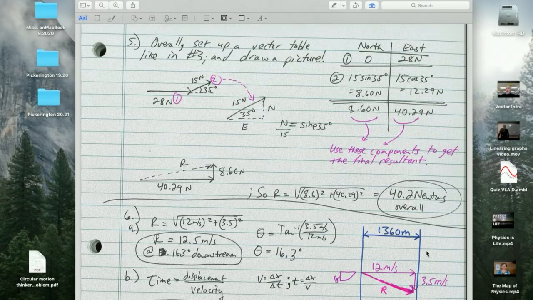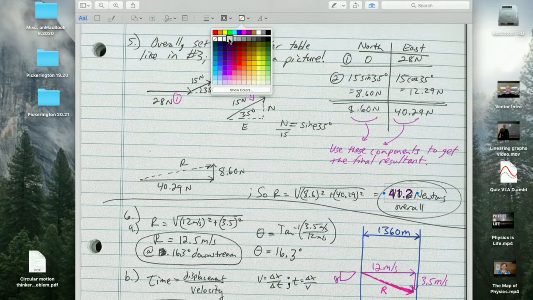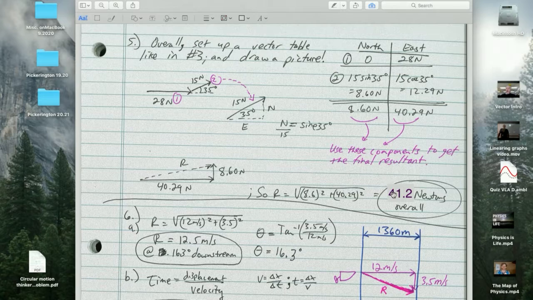Want to make sure I check and do this right for you. It's 41.2 newtons. I have got to change that. So that is a 41.2. I will fix that.